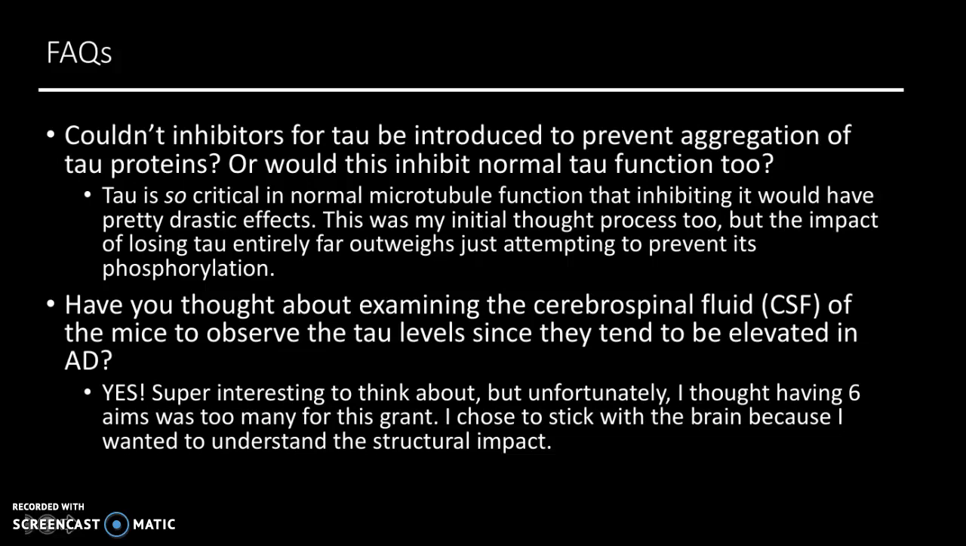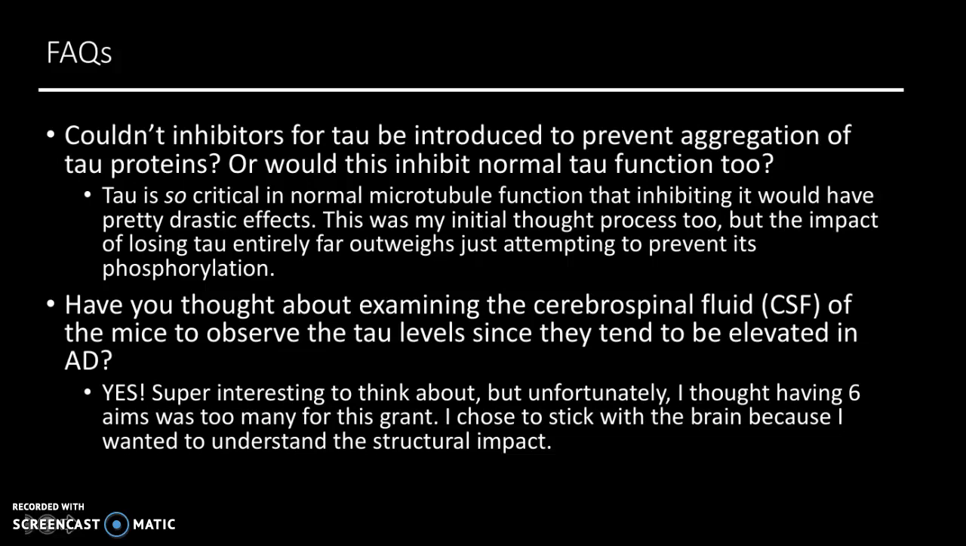So, couldn't inhibitors for tau be introduced to prevent the aggregation of tau proteins, or would this inhibit normal tau function as well? This was actually my initial thought process. I thought about just knocking out tau entirely and seeing what happened, but tau is so critical in normal microtubule function that inhibiting it would actually have worse effects. Tau keeps the microtubules functioning properly, and microtubules functioning properly is so important for cell survival and synapses and transport within the cell. It's just too risky to knock down tau entirely as a treatment option.